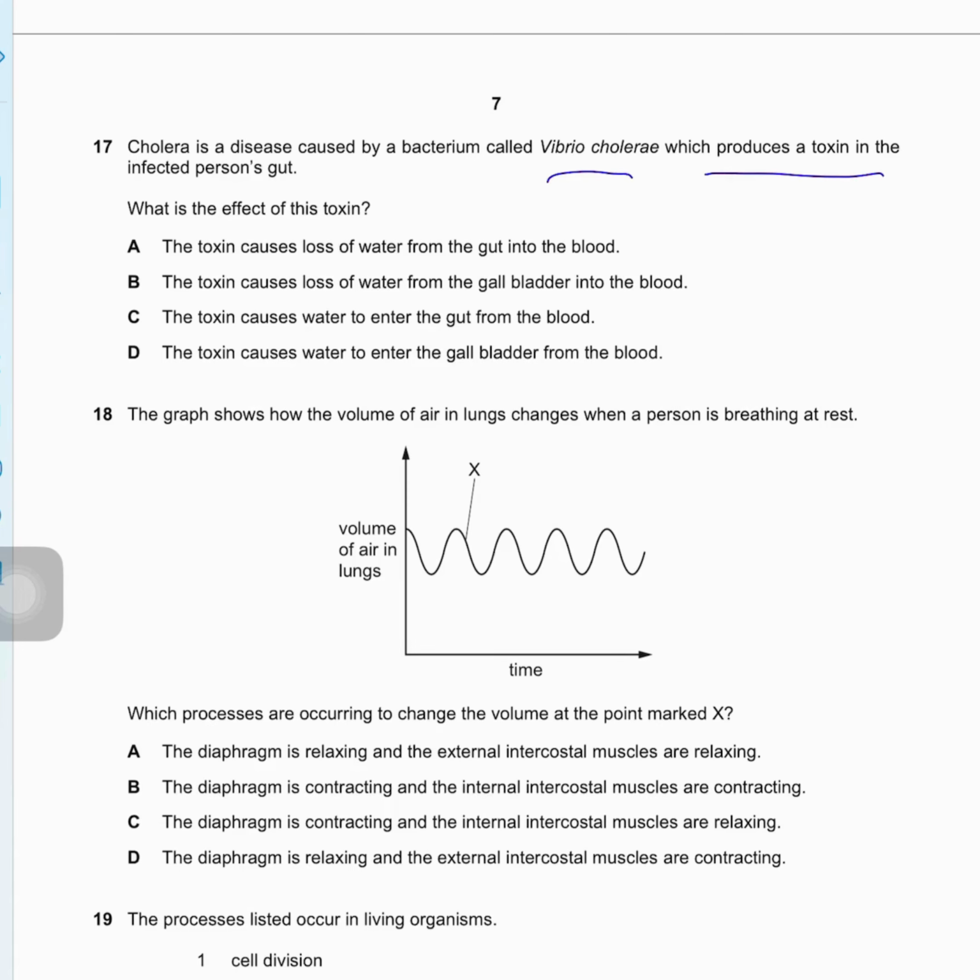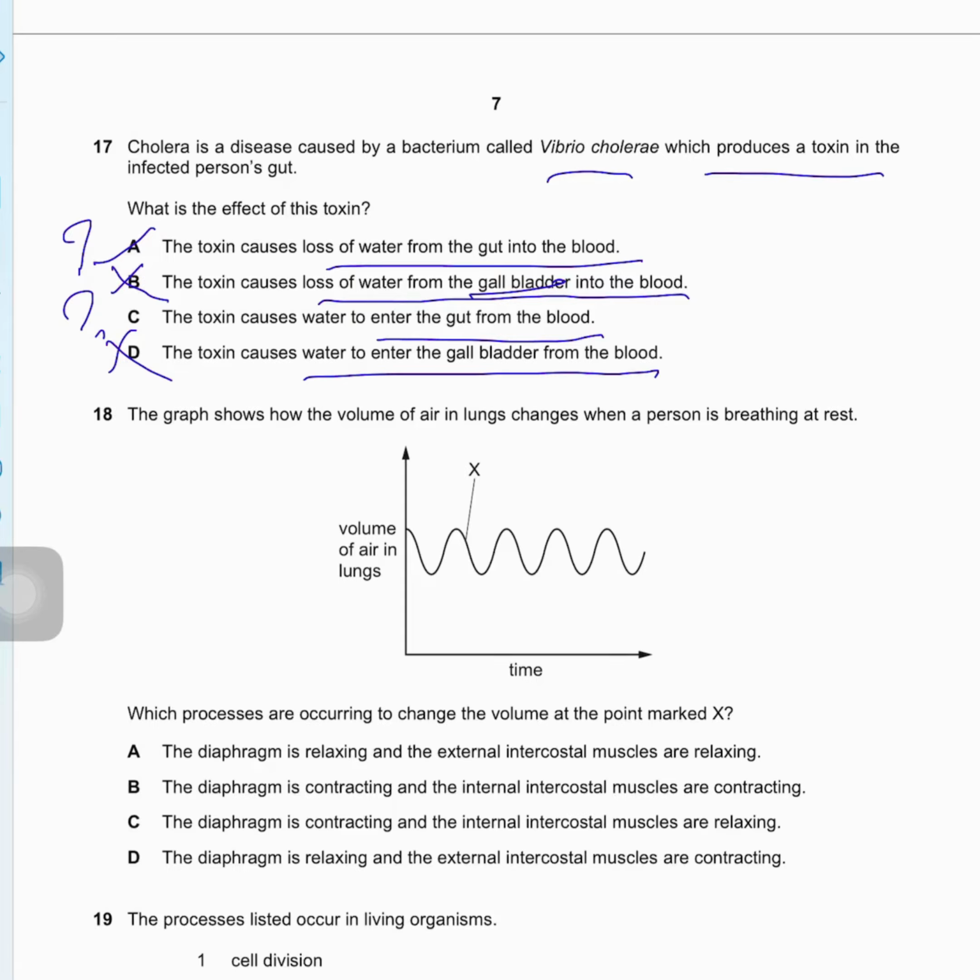The cholera part is very important, it always comes in the exam. Okay, so the toxin causes loss of water from the gut into the blood. The toxin causes loss of water from the gallbladder into the blood. The toxin causes water to enter the gut from the blood. The toxin causes water to enter the gallbladder from the blood. So I have to eliminate related answers, which are B, which is the gallbladder, and D, which is the gallbladder. So my answer may be A or maybe C.